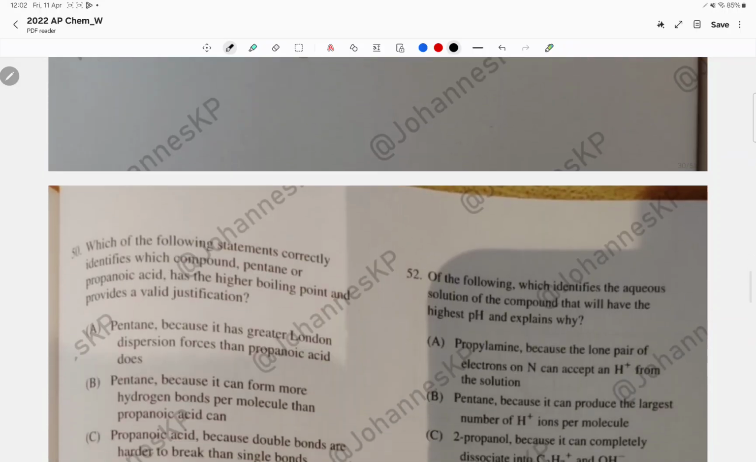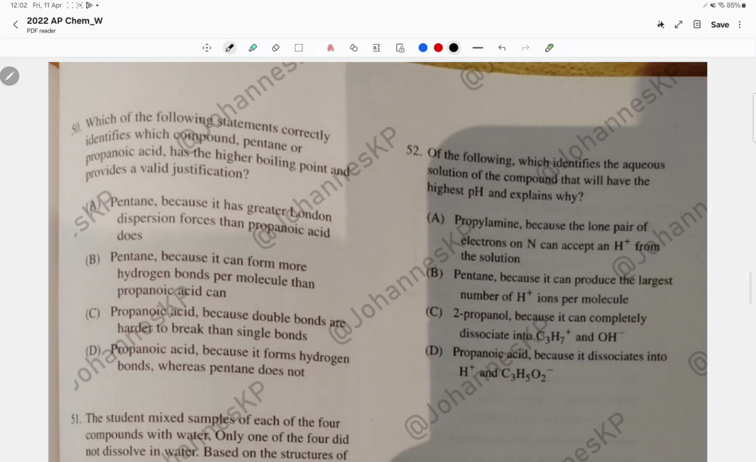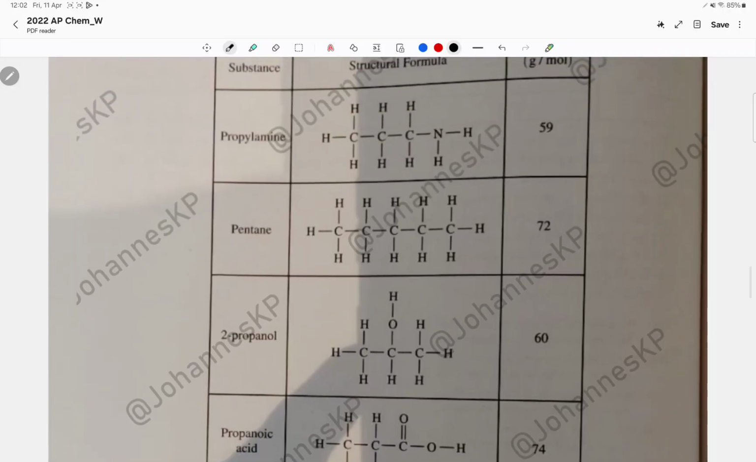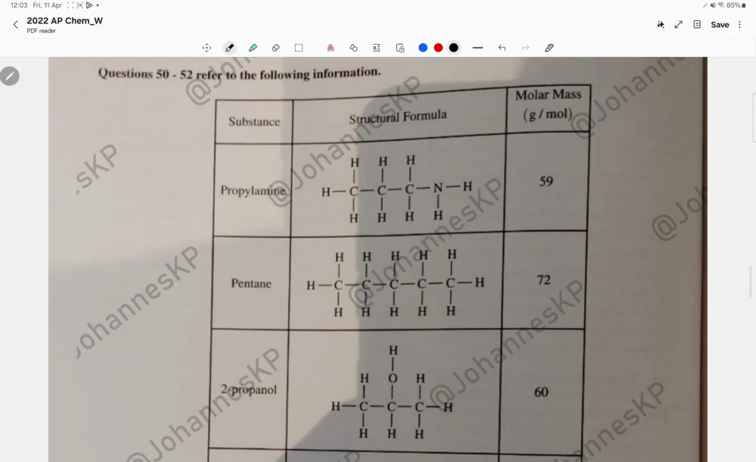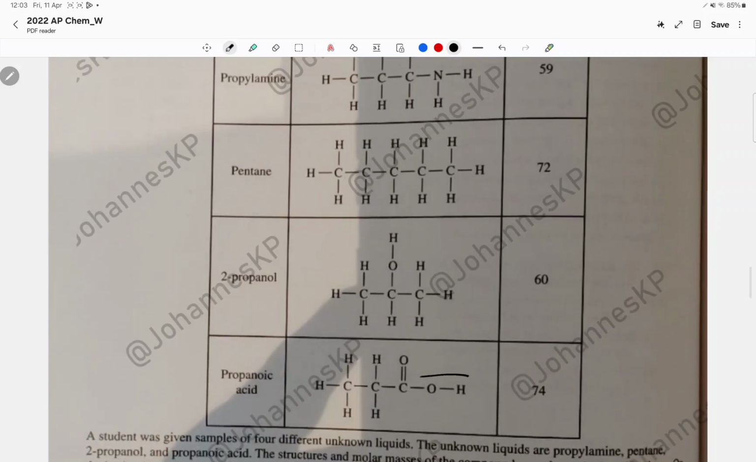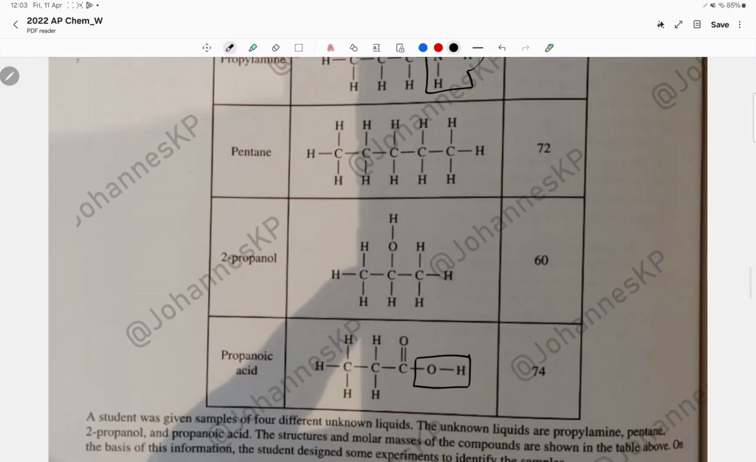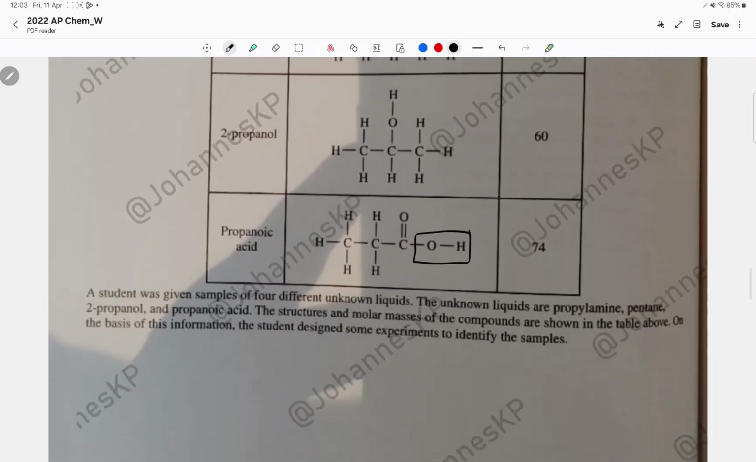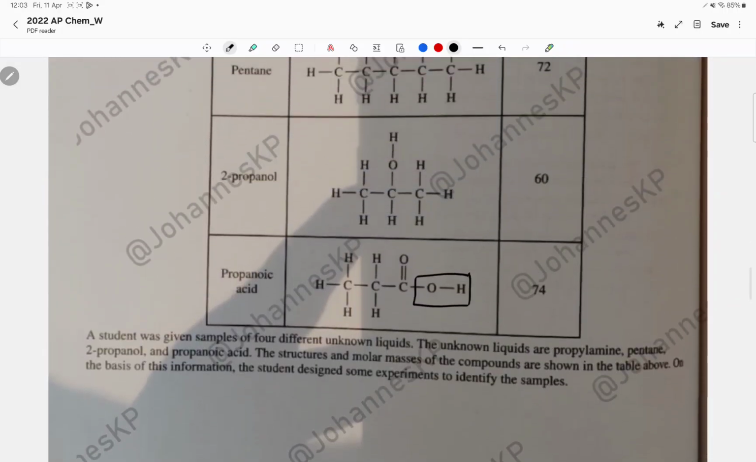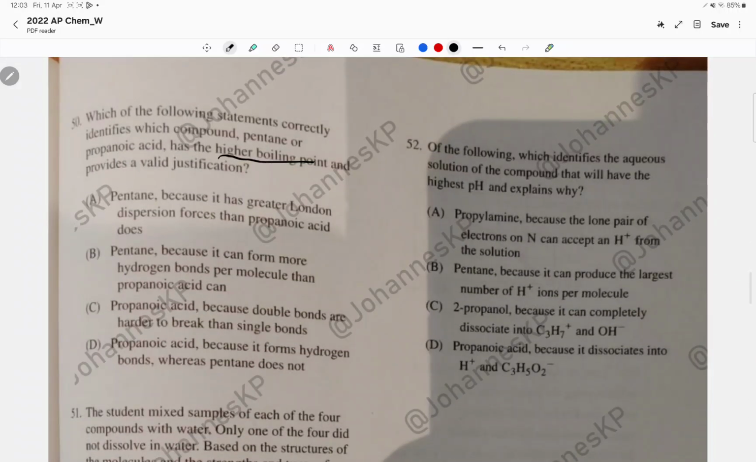Let's see. Which of the following statements correctly identifies which compound has the higher boiling point, which one has the most IMFs? Always go with the hydrogen bond, right? So that's going to be this one or this one. Either a propylamine or a propanoic acid. Which one has the highest boiling point? Okay. So it's not A and it's not B.